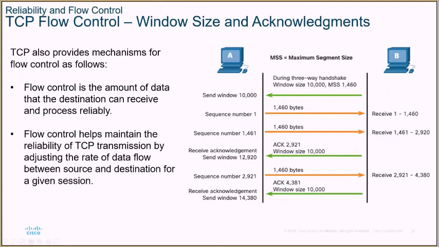Now, flow control. TCP also provides mechanisms for flow control as follows. Flow control is the amount of data that the destination can receive and process reliably. Flow control helps maintain the reliability of TCP transmission by adjusting the rate of flow between source and destination for a given session. So basically, the first thing that happens is they look at the maximum segment size. That's basically, what size chunk of data can I send at any one time? And that's set during the three-way handshake. Also, the window size, as I said, the flow control is negotiated at the same time.